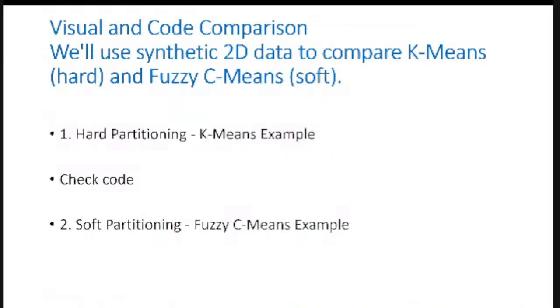Write down the examples. For hard partitioning, the example algorithm is k-means. For soft partitioning, the example is fuzzy C-means.